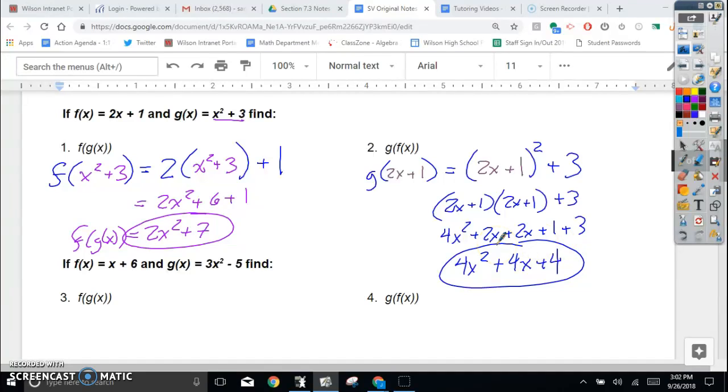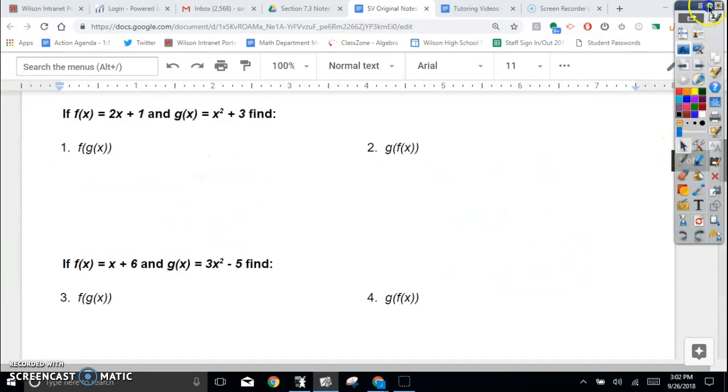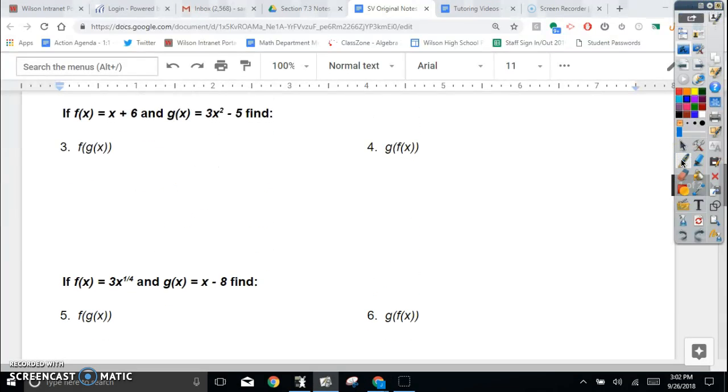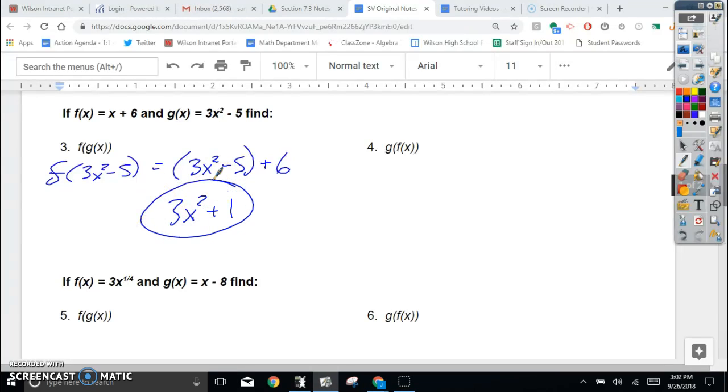All right? So let's go down to 3 and 4. They're going to give us two new functions here. First time through, f of g of x. So f stays. Let's put in our 3x squared minus 5 for the g of x, and then I have blank plus 6. So my g of x was 3x squared minus 5. Notice I rewrote my f, but I left a big blank here, and in that blank, I put what was in here. So my answer is 3x squared plus 1. That's my final. That one wasn't too bad.